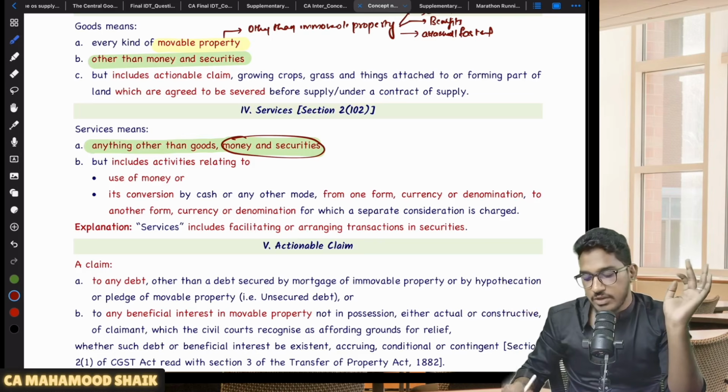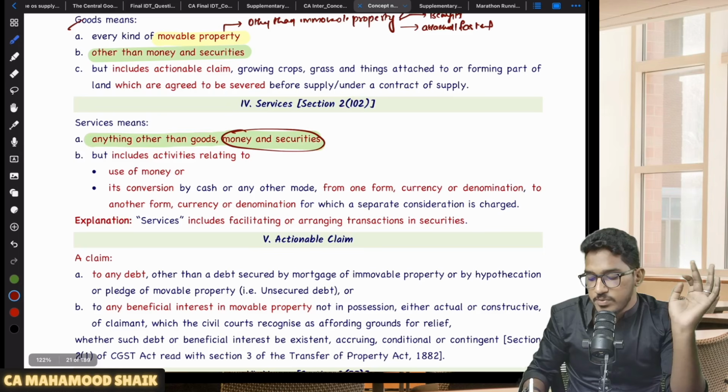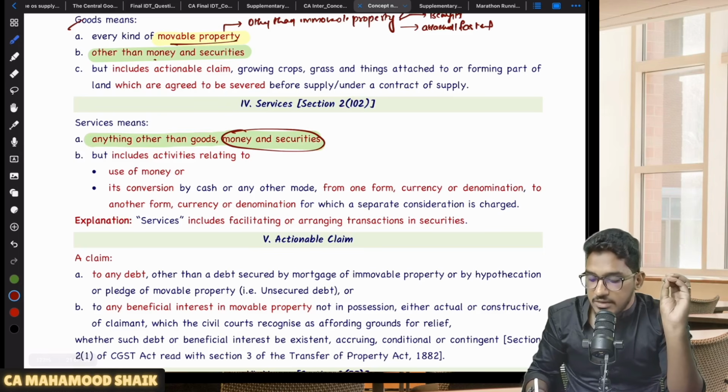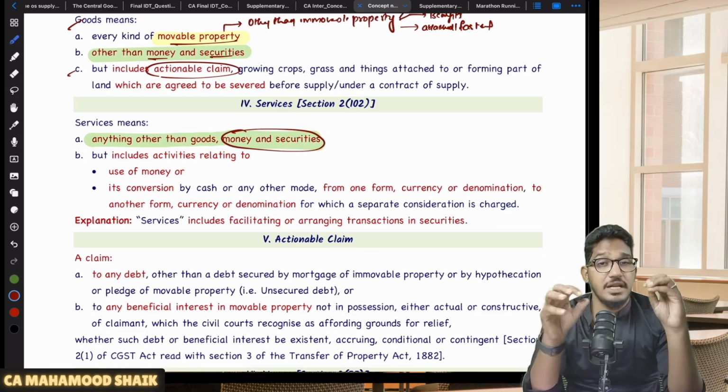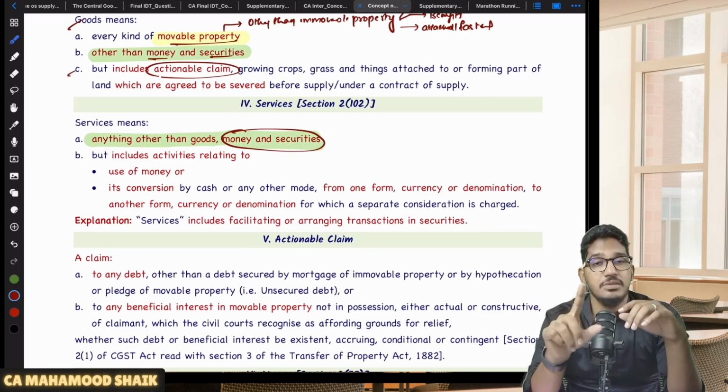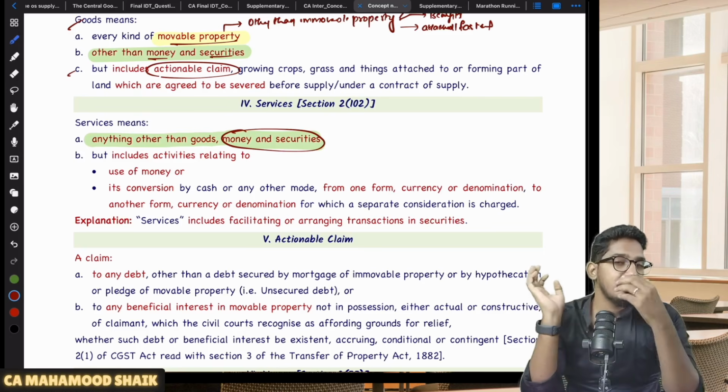Okay, so let us come back to the goods definition here once again. Goods means every kind of movable property other than money and securities, but it includes actionable claims. Specifically, they are including actionable claims in the goods definition. Actionable claims also will form part of the goods definition. Sir, what is an actionable claim?